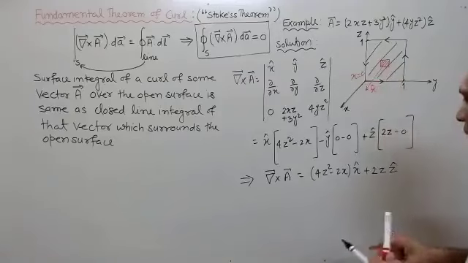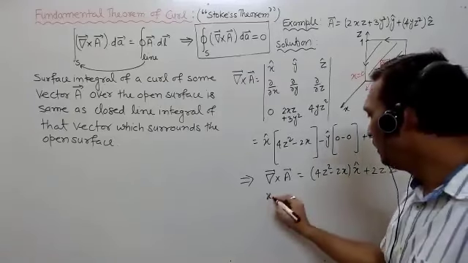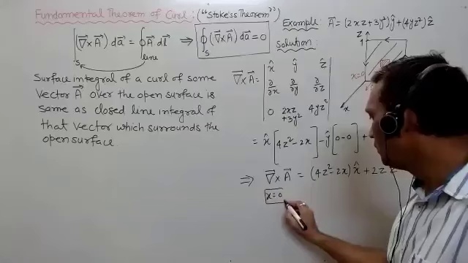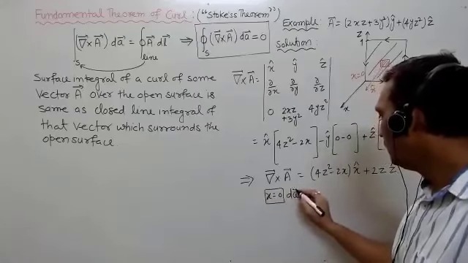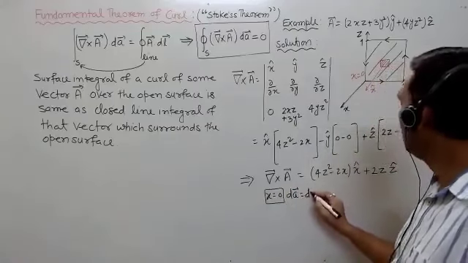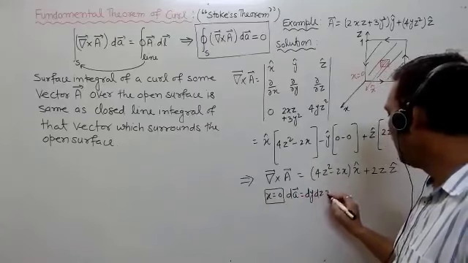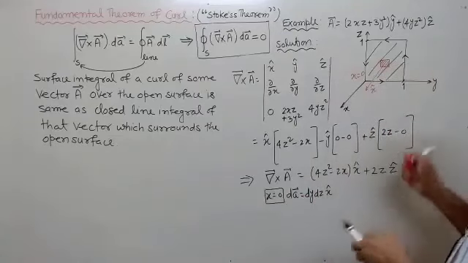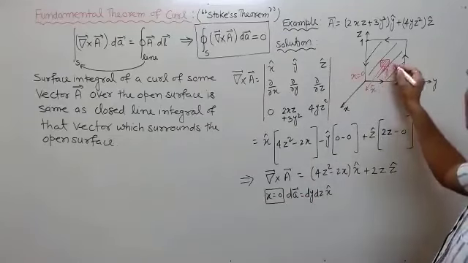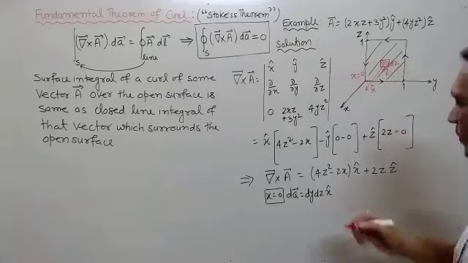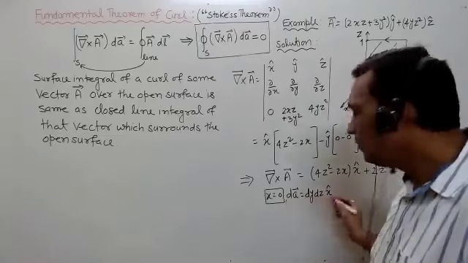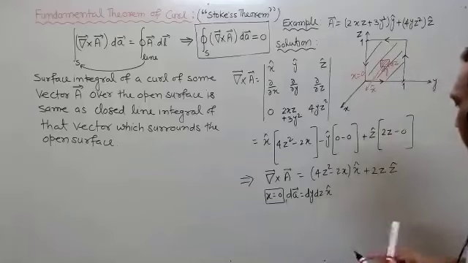So you can easily write, at x is equal to 0, dA will be dy dz x cap. So this side is dy and this side will be dz. So the area element will be dy dz x cap.